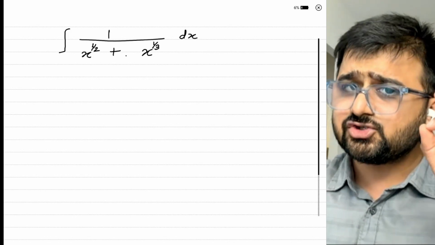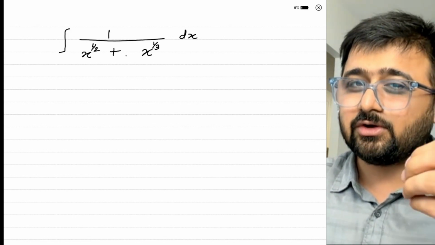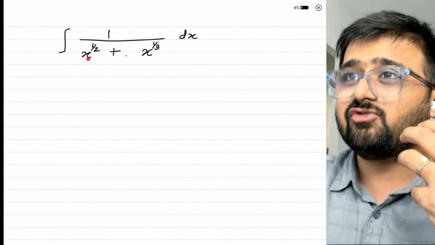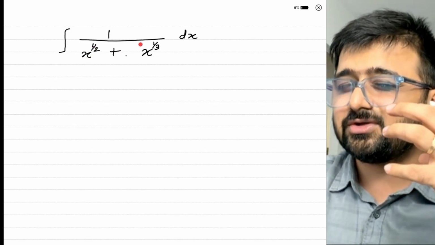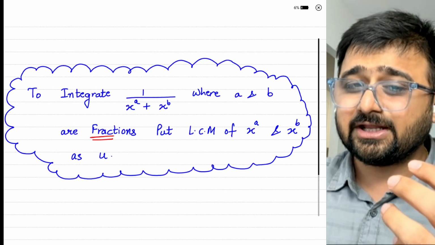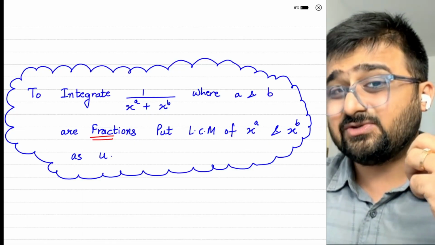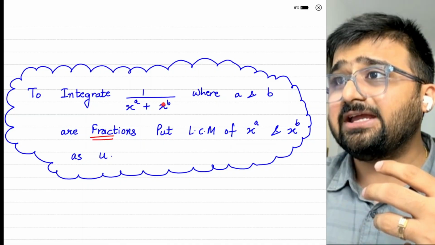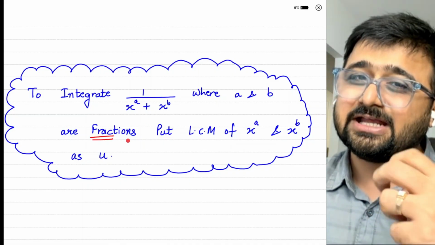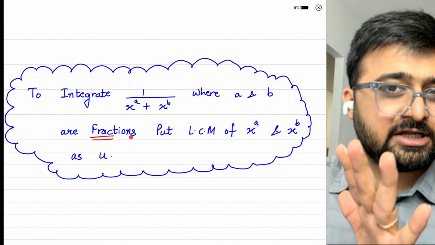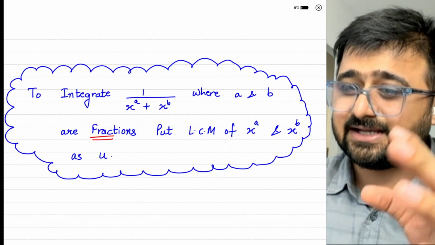In this video, I will show you a general rule that you can follow in order to integrate a function of the type 1 over x to the power a plus x to the power b. The general rule that I like to follow, especially when a and b are fractions, is to take the LCM of x to the power a and x to the power b and put that LCM equal to u, and the integral will solve automatically. Let's see how that happens.